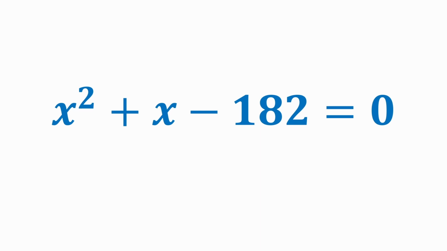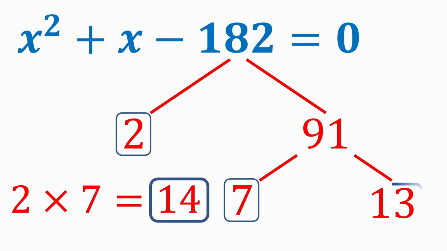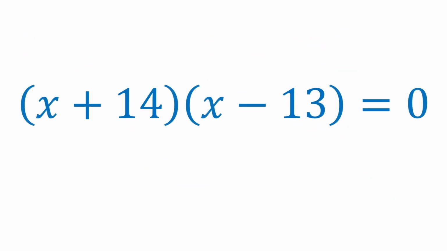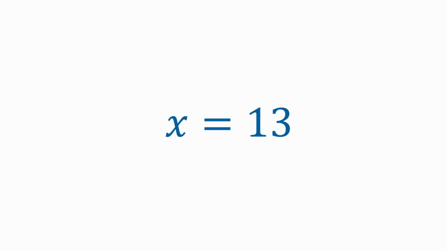Let's prime factorize 182 to get a handle on some potential factors. 2 times 7 is 14, and that will pair with the 13 perfectly to allow us to factor the equation. So our solutions are x equals negative 14 and x equals 13. Since 13 is the greater of the two, that's our answer.